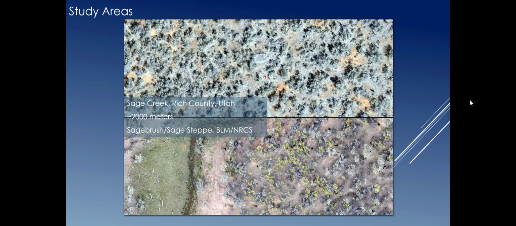So just as an example of one of our other areas that's at a little higher elevation than these other sites is the Sage Creek allotment in Rich County, Utah. It's kind of a sagebrush, sage steppe area that's managed by the BLM and NRCS. And we're working in that area to help support the ranchers who are working on improving their overall forage capacity for these grazing allotments.